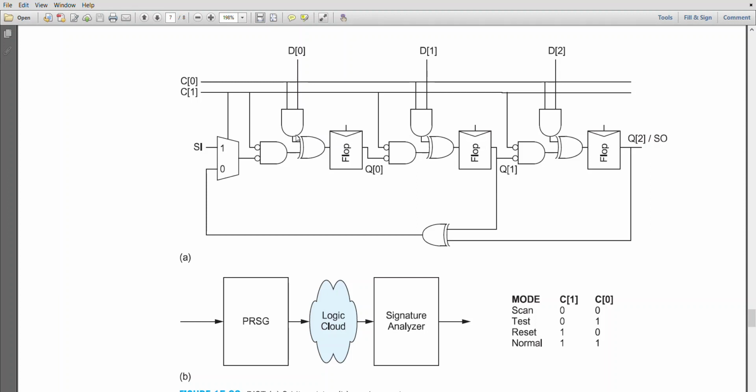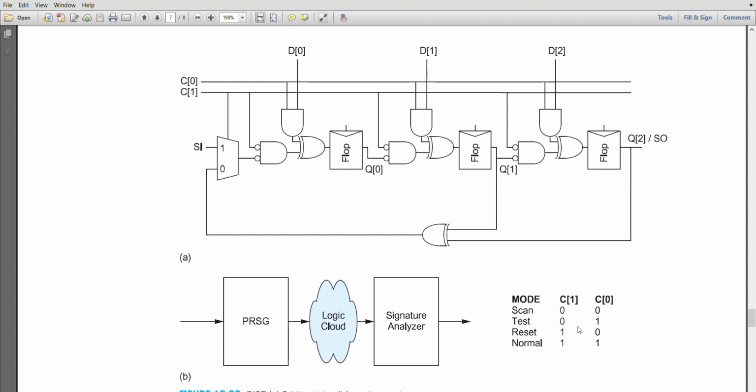If the input is 1, then the logic is non-controllable for this particular gate. So whatever logic is coming over here will be forwarded here. So this is the normal mode.